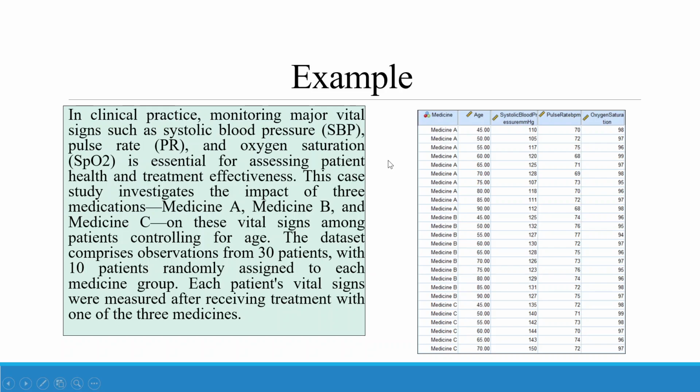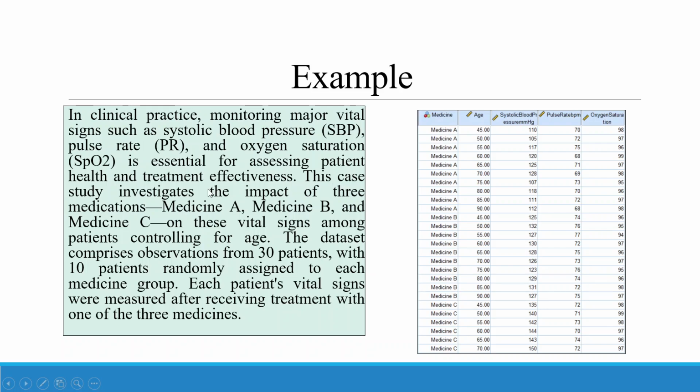Now let's take one example. In clinical practice, monitoring major vital signs such as systolic blood pressure, which is given in the third column, pulse rate, fourth column, and oxygen saturation, fifth column, is essential for assessing patient health and treatment effectiveness.